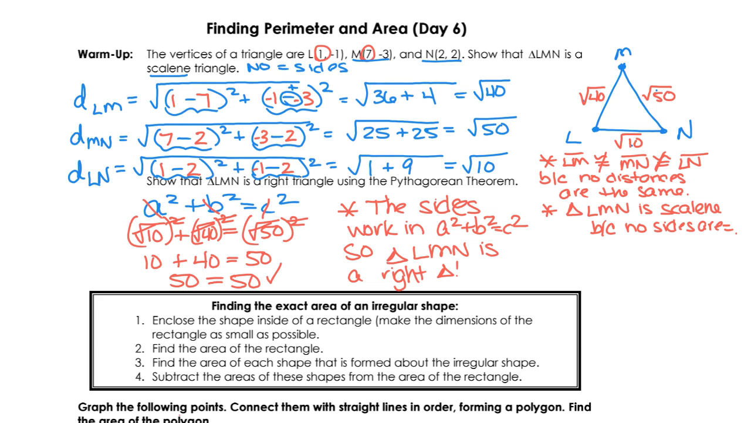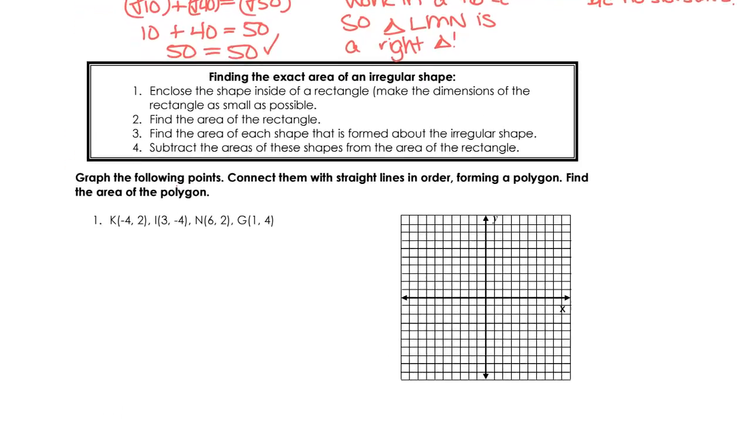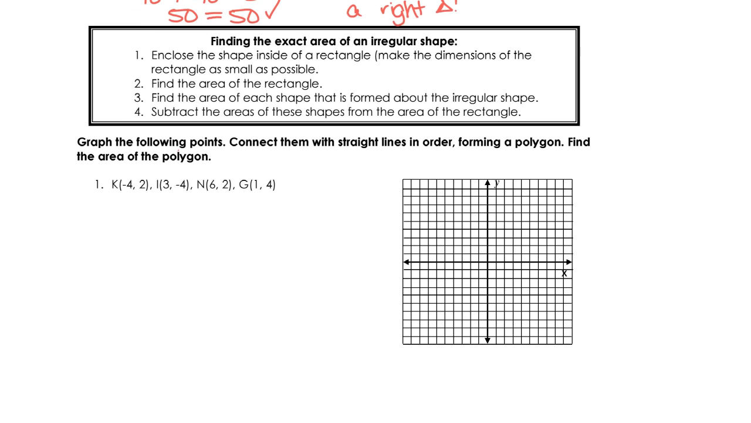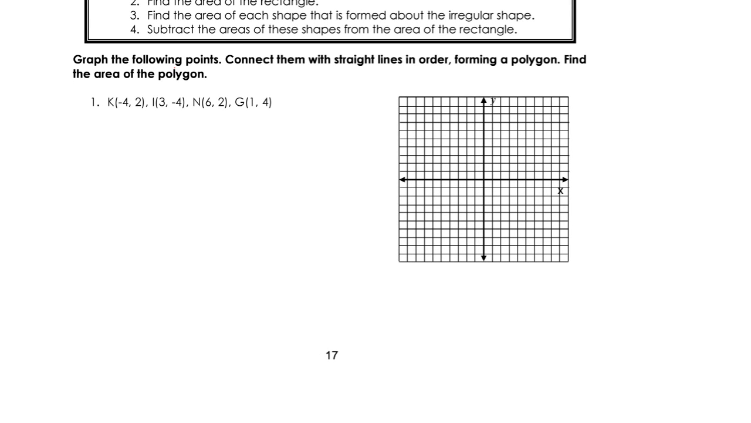Okay. All right, guys. We're going to work on finding perimeter and area today. And we're going to go ahead and do area first. Okay. So in question 1, we are going to go ahead and graph it. I can move this up a little bit. And K is at -4, 2.